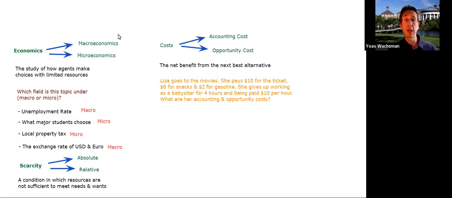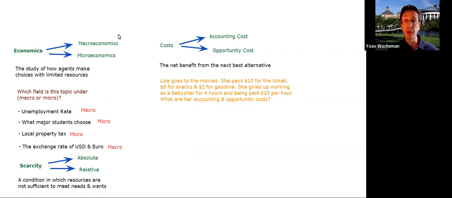Let's look at this example to illustrate the point of opportunity cost. Lisa goes to the movies. She pays $10 for the ticket, $8 for snacks, and $2 for gasoline. She gives up working as a babysitter for 4 hours and being paid $10 an hour. What is her accounting cost and what is her opportunity cost?